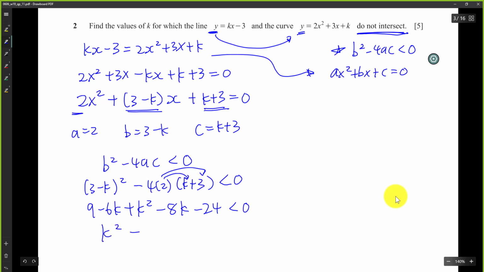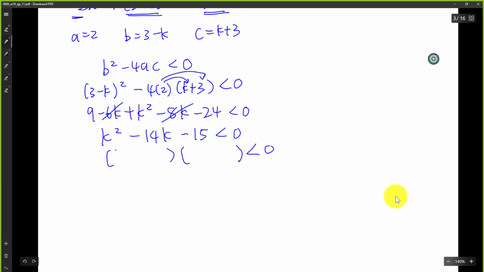So I have k squared minus 14k, because negative 6k and negative 8k is negative 14k. And then here will be minus 15 less than 0. Then I will factorize this one, and I will get (k minus 15)(k plus 1). So my k value must be between negative 1 and 15. Because if you solve this equal to 0, you will get k equals 15 and k equals negative 1, isn't it? This is how I get negative 1 and 15.